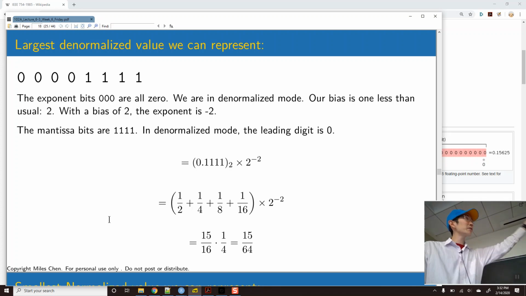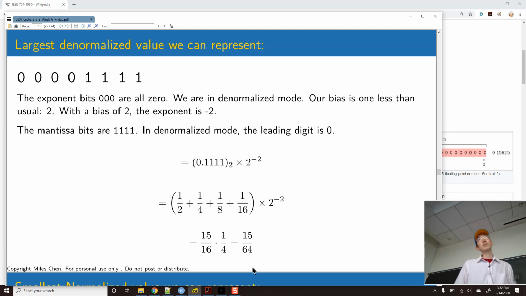So this is the largest denormalized value we can represent: 0, 0, 0 for the exponent and 1, 1, 1, 1 for the mantissa. The 1, 1, 1, 1 is 1/2, 1/4, 1/8, 1/16. That's 15/16 times 2 to the negative 2, because we're in denormalized mode. This becomes 15/64. What would the next value be? If I add 1 bit to this, what would the next value be?